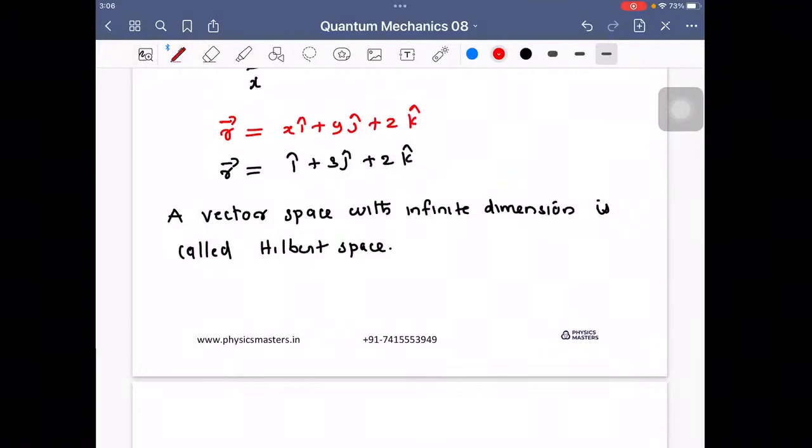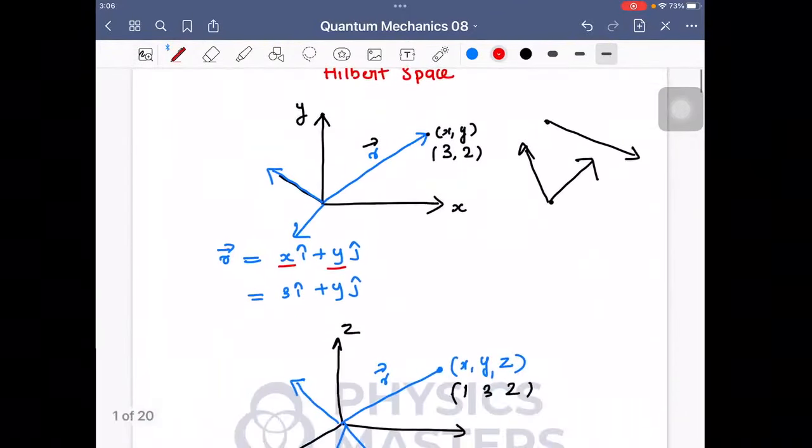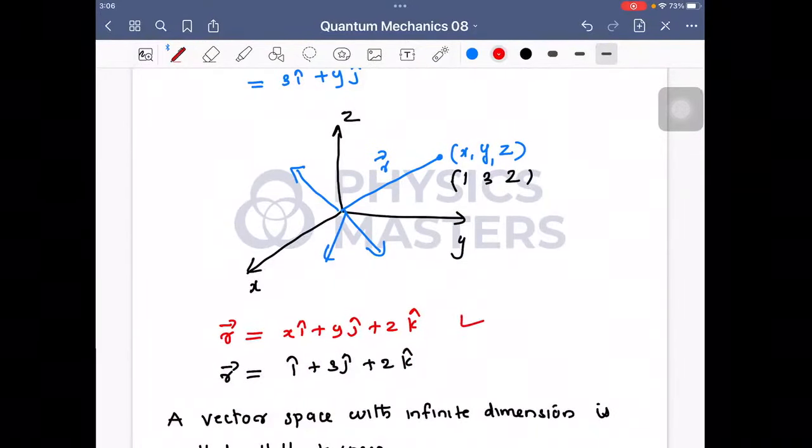You can easily understand by comparing it with this 2D and 3D vector space. This 2D and 3D vector space, where the dimension is finite, such a vector space is usually called Euclidean space.